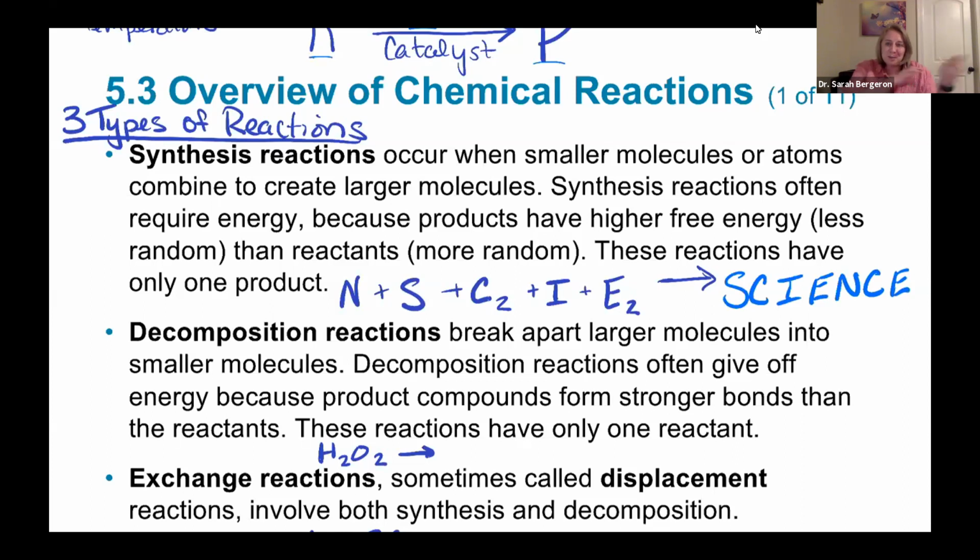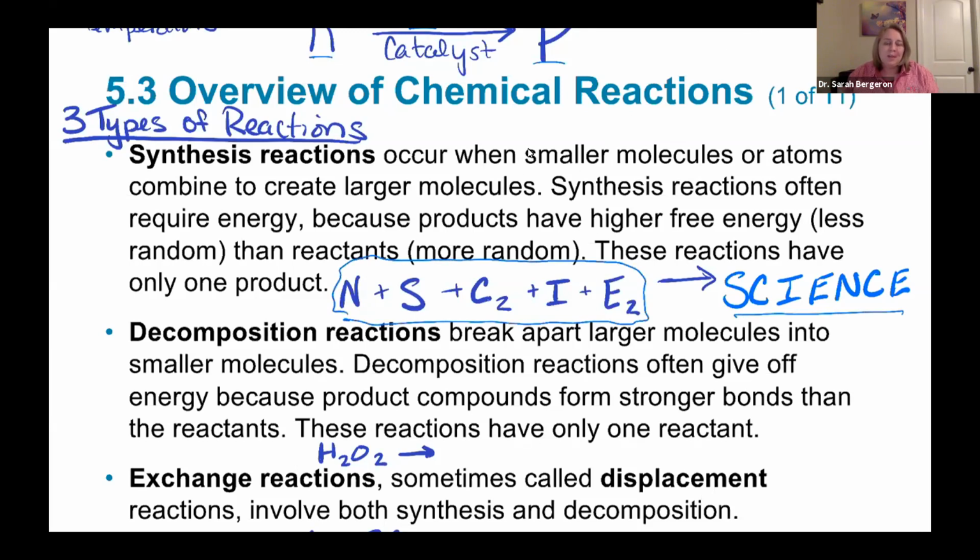So I started with a bunch of little letters and I rearranged them and put together one product, and that product is a word. That one word is science. It has to be in this order in order to be science, and so that's why it has less disorder. You can see there are lots of possible ways that I could have written these reactants in all kinds of different orders, but there's only one way to write science. So that tells you about randomness.